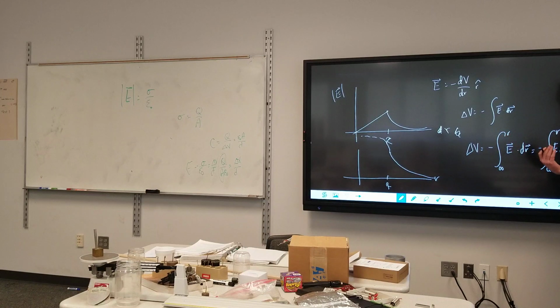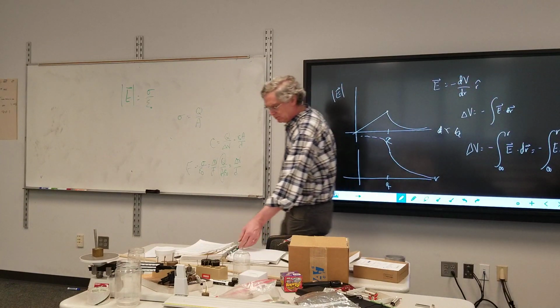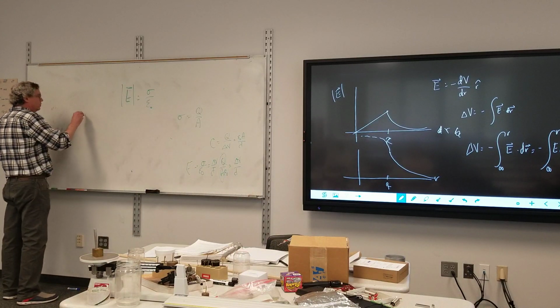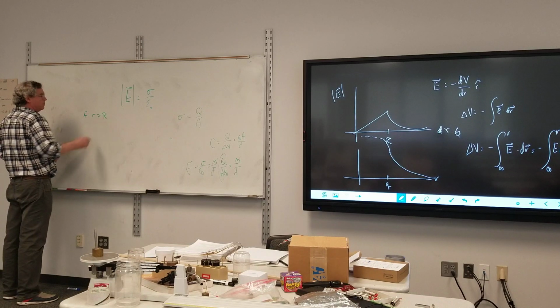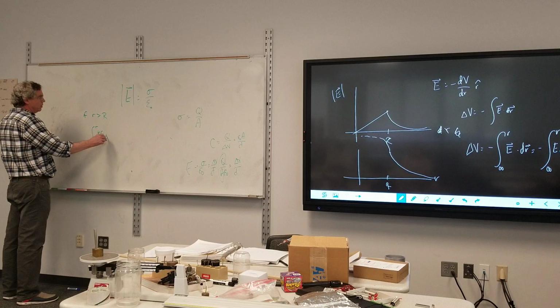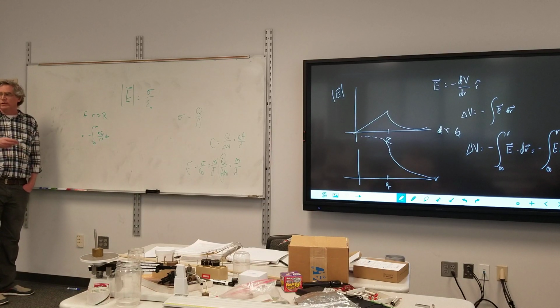If I'm outside of the radius of the sphere, so if R is bigger than big R, then it's just the integral from infinity to R of kq over r squared dr. And just in simple integral, you'll end up with the point charge formula for electric potential.